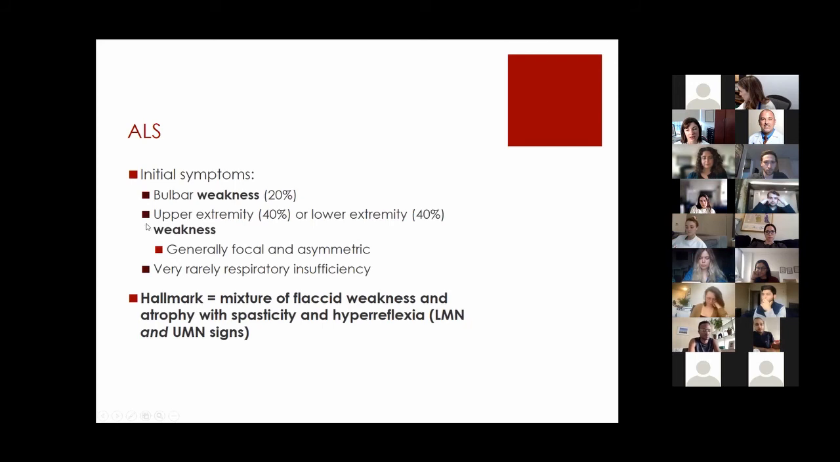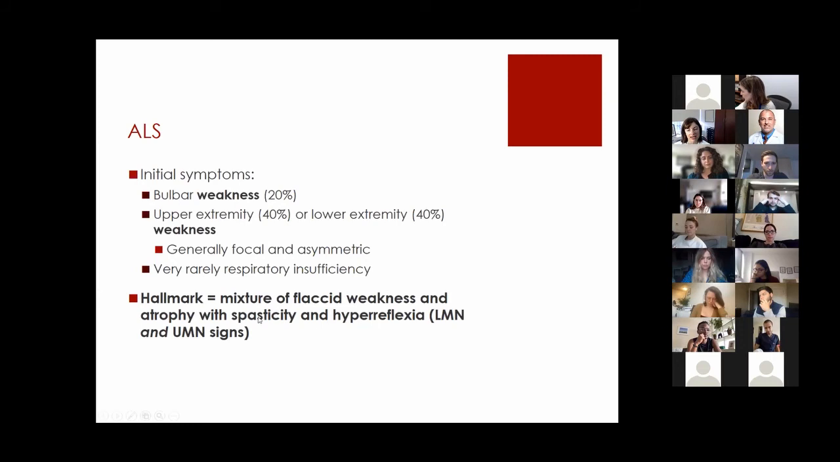Initial symptoms can vary. It usually starts focally and then spreads to become more generalized in most cases. It may begin in the bulbar region with difficulty speaking or swallowing, or in one extremity with weakness. Usually at the beginning, it's focal and asymmetric. Very rarely does it begin with a respiratory presentation, so we don't really think of it as something that would present with respiratory insufficiency.